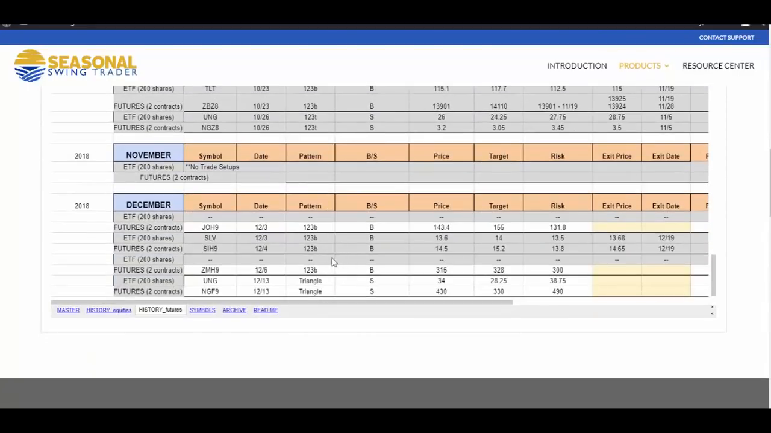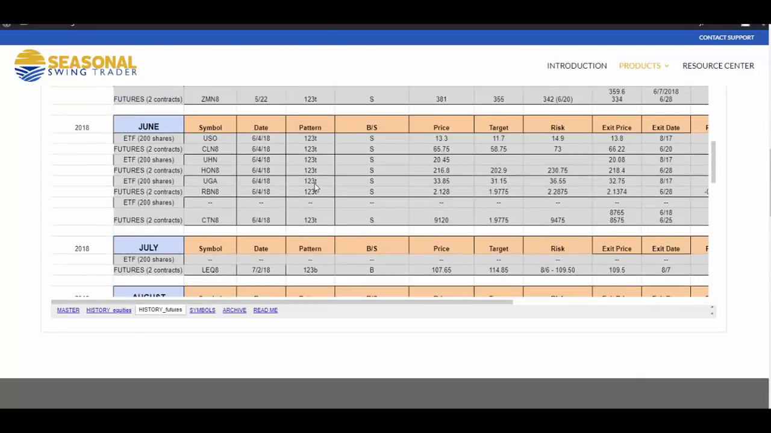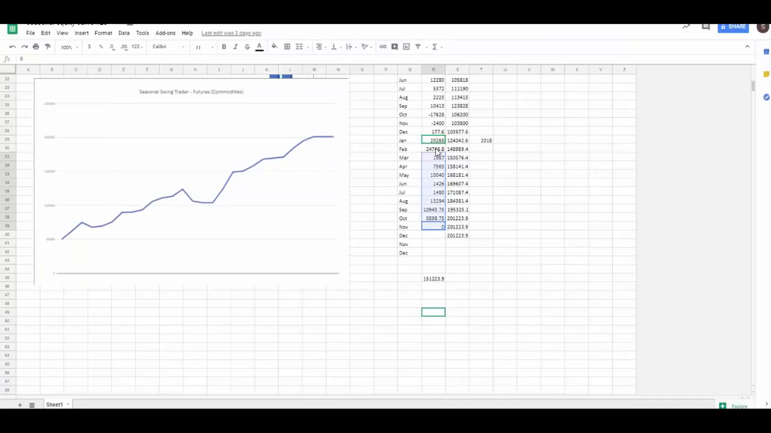Now we have this last trade in natural gas, which was a triangle trade, but notice that it's all pretty consistent. The 1, 2, 3 bottom, 1, 2, 3 top. Just in 2018 alone, we have roughly $97,000 in profits, trading off a 2-contract basis. We had no trade in November, and then we have open trades in December. We just closed a trade in silver for around $1,500, and we still have a couple of other positions. And this is primarily trading off of the 1, 2, 3 pattern off of a daily chart.